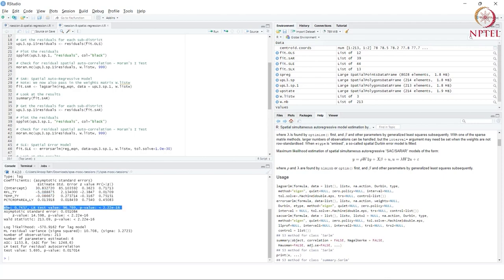And then the rho, which is the coefficient of the spatially lagged term, is 0.74, and it is significant. The p-value is close to zero. And that seems to be fairly high spatial autocorrelation, close to a value of 0.8. So we see that the spatially lagged term has a fairly high explanatory power, that it takes away the explanatory power of rainfall. So we see that groundwater levels in this region are influenced not only by rainfall in this region, but also strongly by groundwater levels in the neighboring regions.